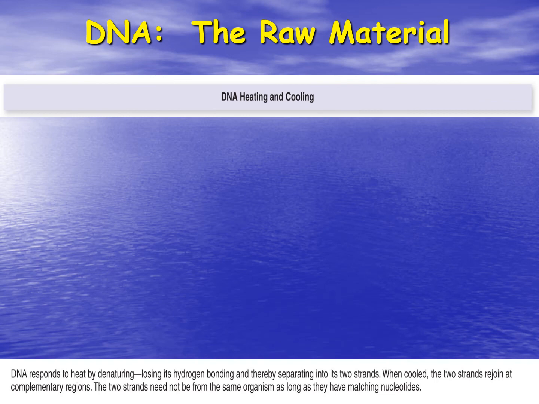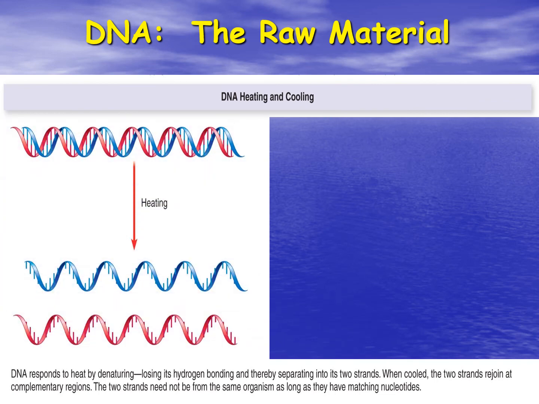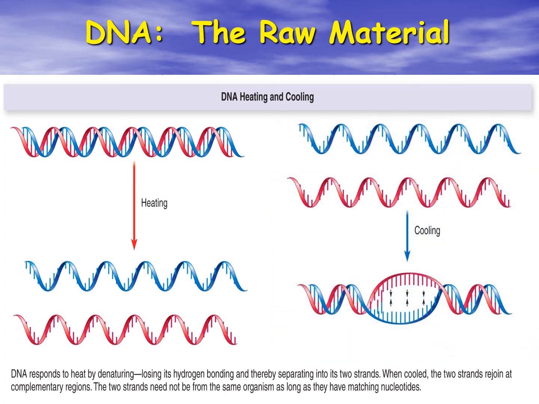So, what we'll see is that DNA responds to heating by denaturing, basically separating the two strands, losing the hydrogen bonds between the nitrogenous bases. When cooled, the two strands rejoin at the complementary regions. The strands need not be from the same organism as long as they have matching nucleotides.